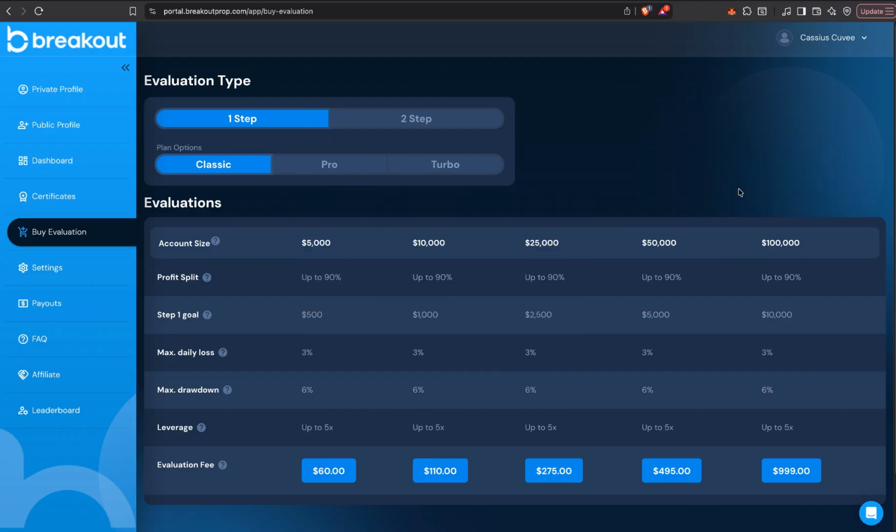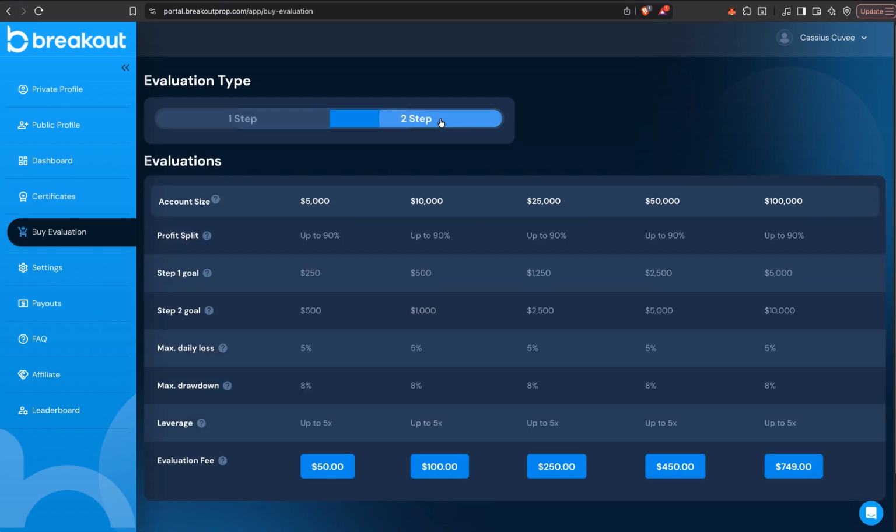The most basic difference between the one-step and the two-step is the fact that on the one-step, you only have to pass one goal in order to become funded. In the two-step, you have to pass 2 separate goals. Okay. Now here are the pros and cons as I see them.